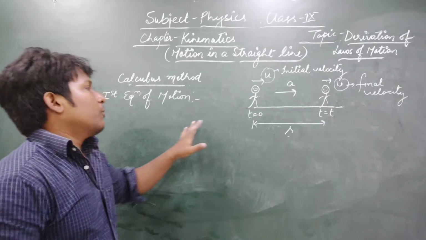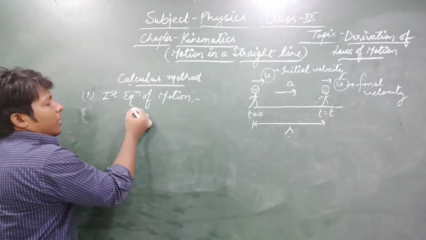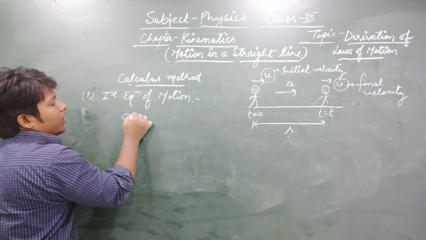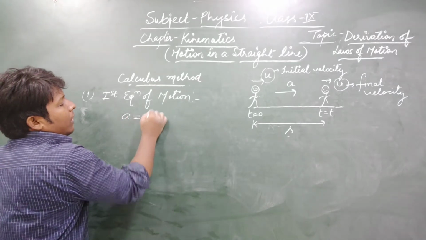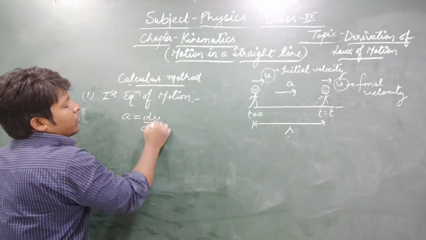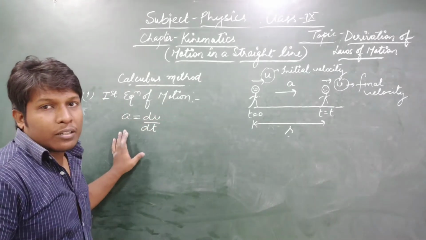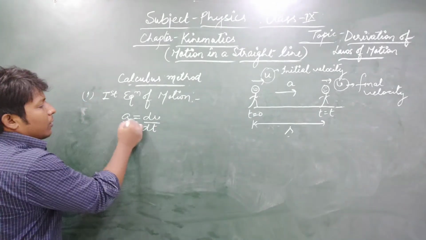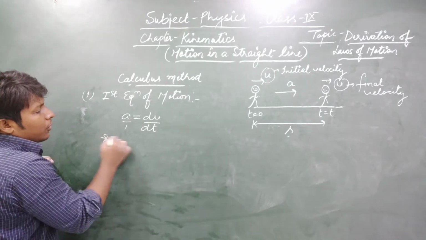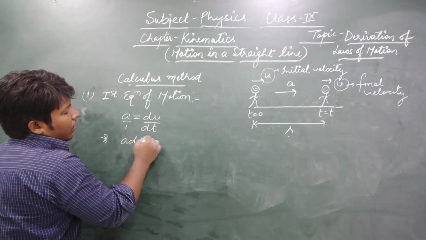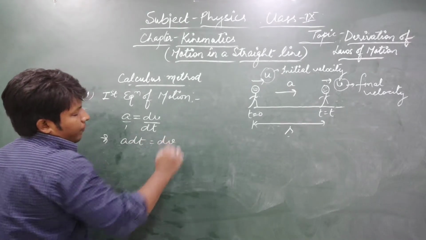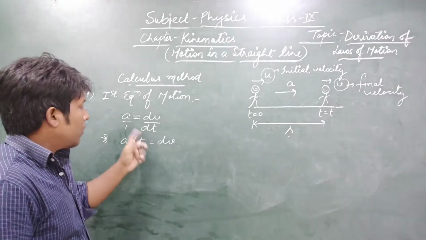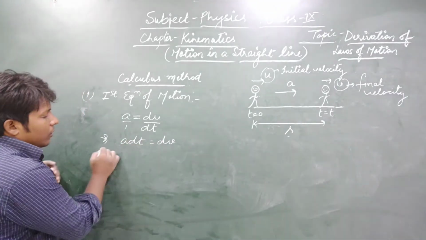Okay. So from acceleration we know acceleration is the rate of change of velocity. Acceleration is what? Rate of change of velocity. So just cross multiply here, so you will get a dt is equal to dv. Okay, any problem?